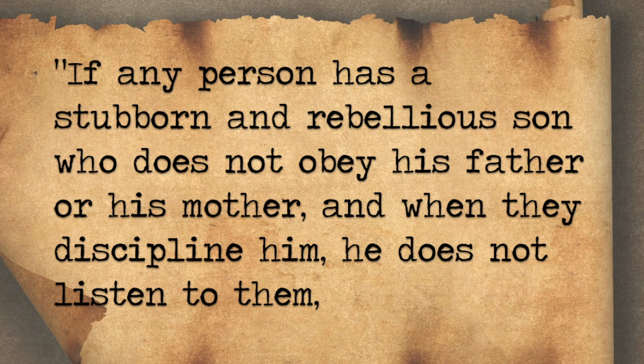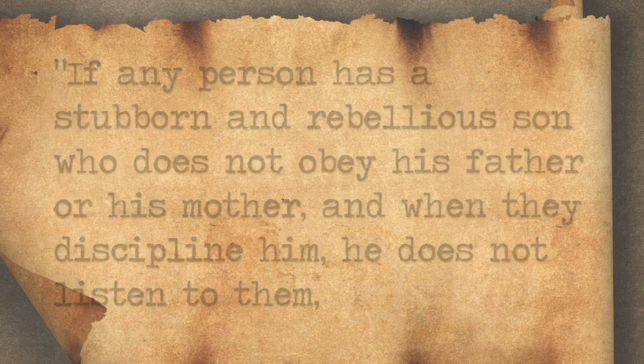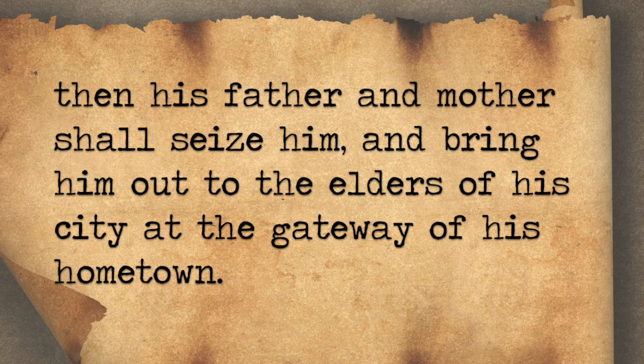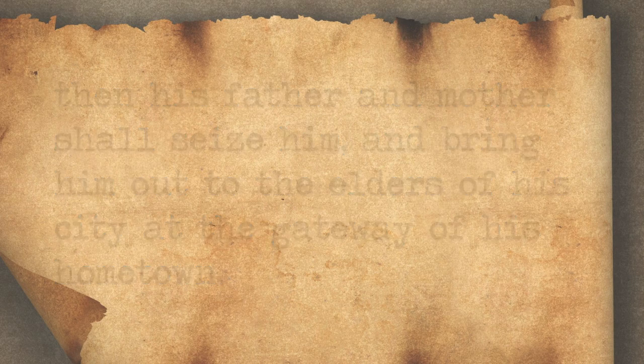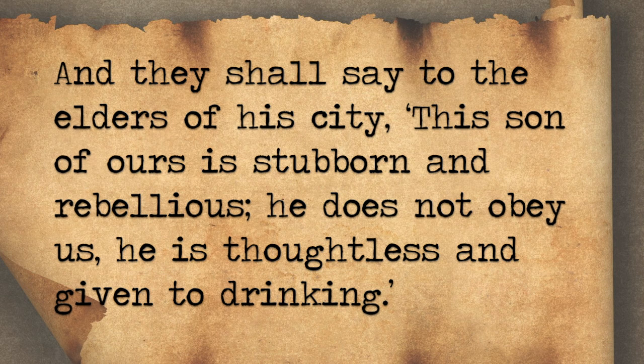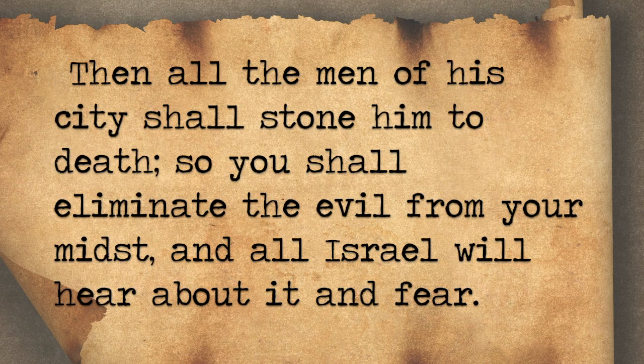"If any person has a stubborn and rebellious son who does not obey his father or his mother, and when they discipline him, he does not listen to them, then his father or mother shall seize him and bring him out to the elders of his city at the gateway of his hometown. They shall say to the elders of the city, 'This son of ours is stubborn and rebellious. He does not obey us. He is thoughtless and given to drinking.' Then all the men of the city shall stone him to death. So you shall eliminate the evil from your midst, and all Israel will hear about it and fear it."